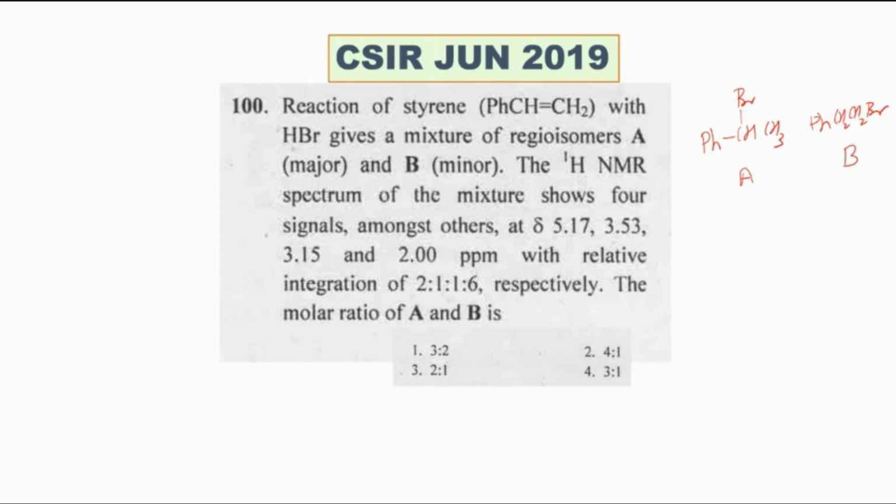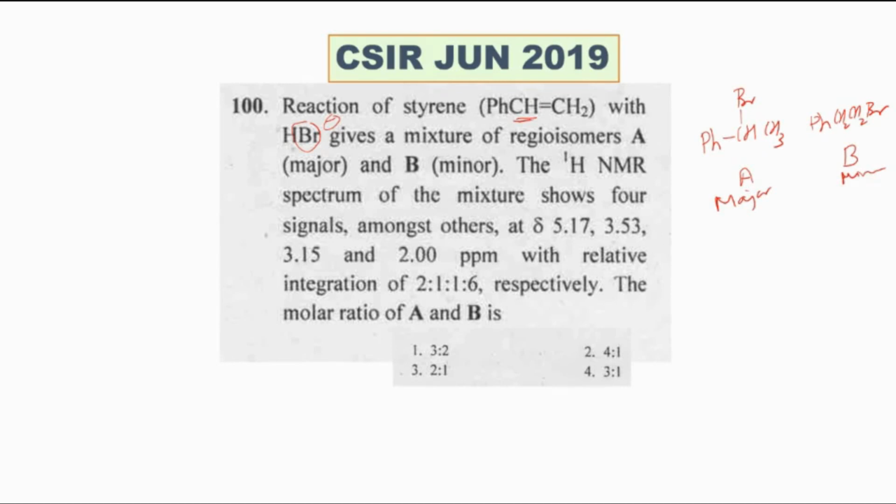What is Markovnikov's rule? The negative part of the addendum is attached to the carbon atom having less number of hydrogen atoms. So the negative part of the addendum will go to the carbon which has less number of hydrogens, or the more substituted carbon. So A is the major product. I agree. Okay, major, minor.